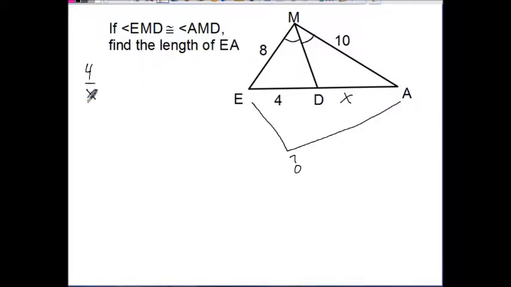4 over x, so I took that split side and made a ratio out of it. Now I'm going to set it equal to the corresponding adjacent sides. 4 was adjacent to 8, and 10 was adjacent to x. And let's cross multiply. 40 equals 8x, which means x equals 5. Remember, they don't want to know what AD is, we want to know what AE is. AE, the total span of that, is going to end up equaling 9.